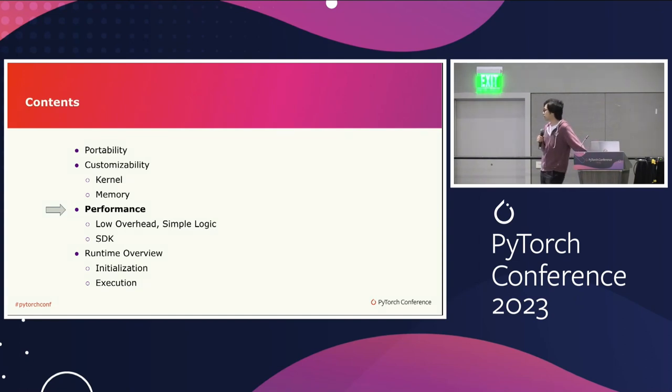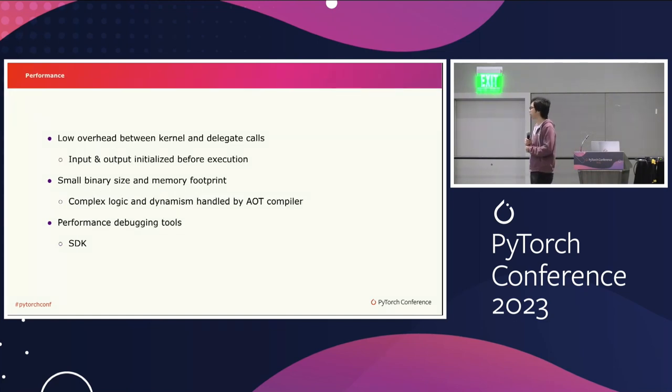That concludes our customizability. Now let's talk a little bit about performance and how we satisfy the performance requirement. Basically, we make sure our ExoTorch runtime has very low overhead between kernel and delegate calls. That is achieved by preparing the input and output tensors before execution, and the user only needs to pay the price once if they want to run the model multiple times.